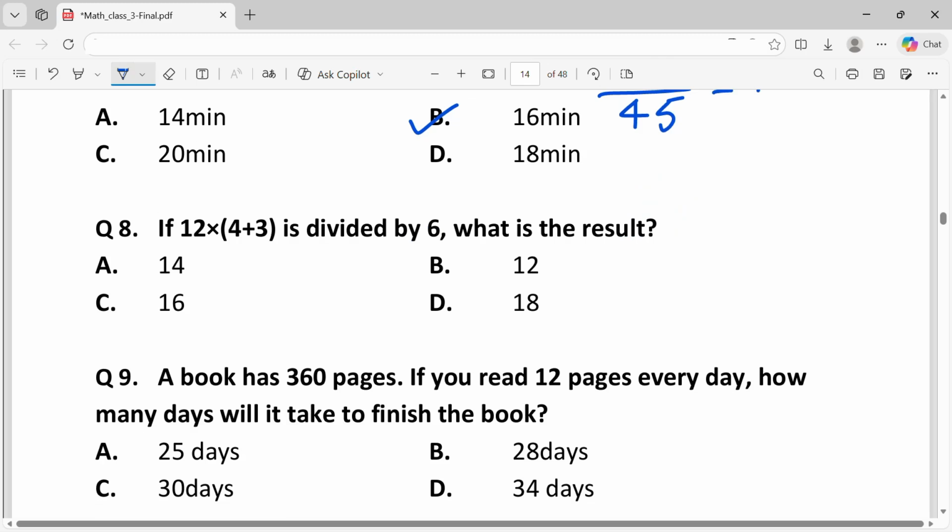Question 8. If 12 into 4 plus 3 is divided by 6, what is the result? Solving this first using the BODMAS rule. So we have 12 into 4 plus 3, which is equal to 12 into 7, which is equal to 84. Now dividing this by 6, that is 84 divided by 6, which is equal to 14. That is option A.